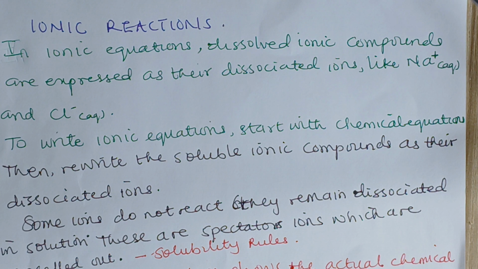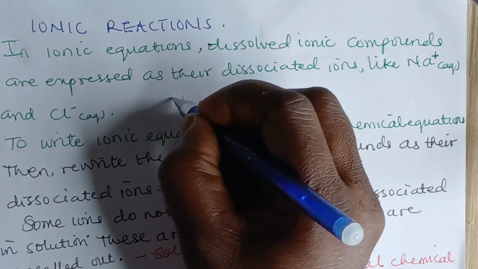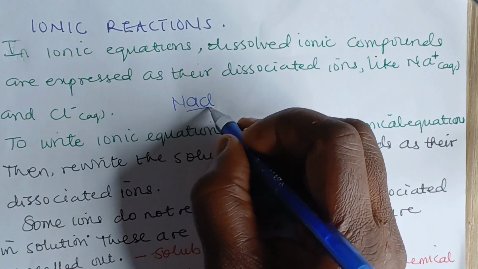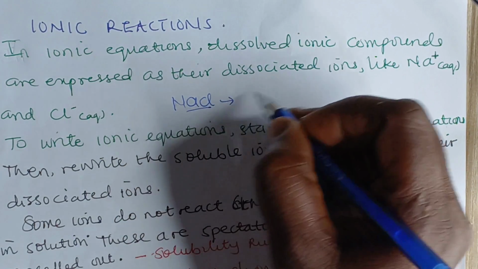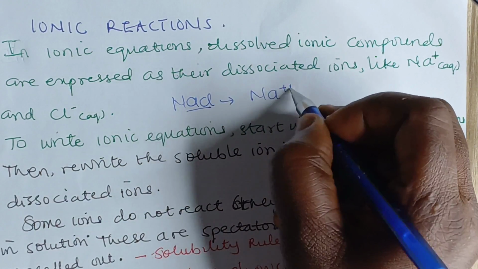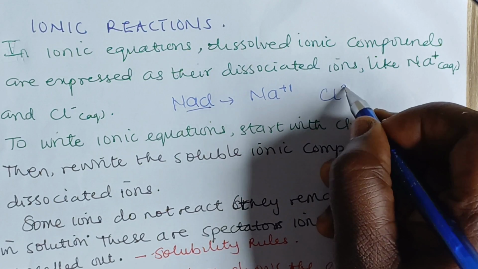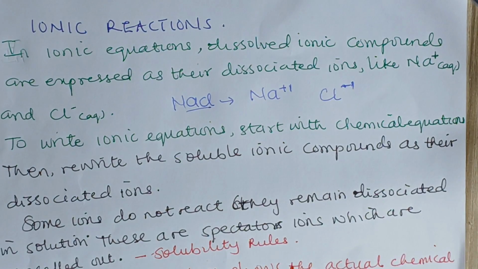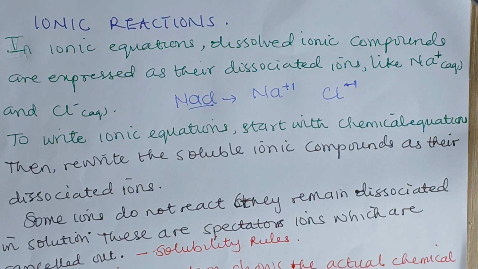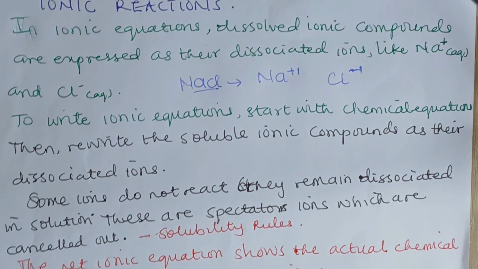In ionic equations, dissolved ionic compounds are expressed in the form of dissociated ions. Like if I want to write sodium chloride, which is a neutral compound, in dissociated form, it will be sodium ion, then chloride ion, using their charges. So to write an ionic equation, we start with the chemical equation first. Then we rewrite the soluble ionic compounds as dissociated ions.